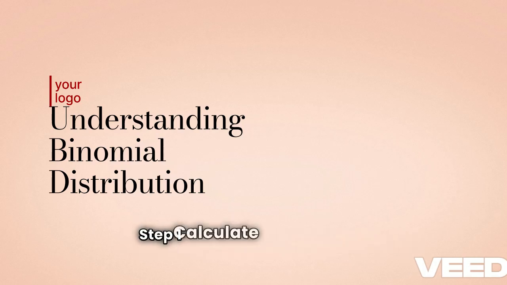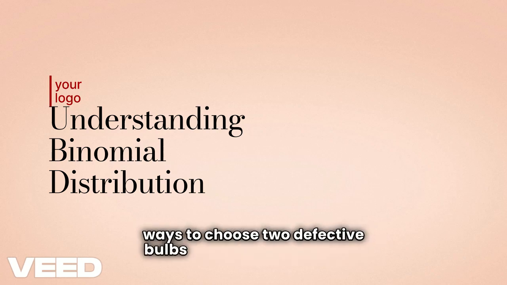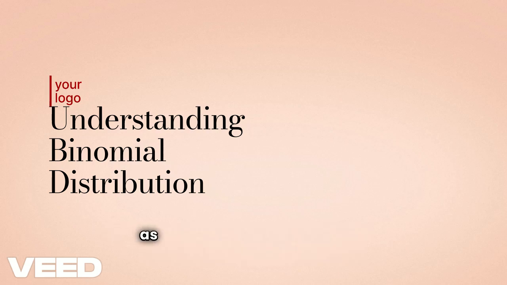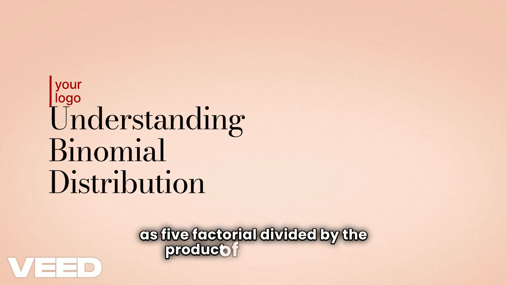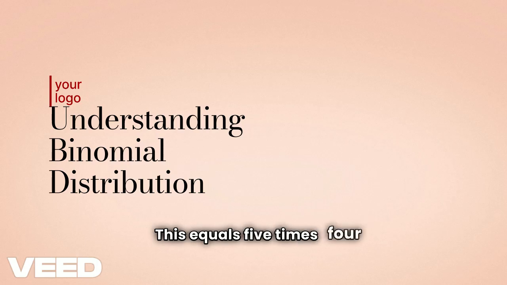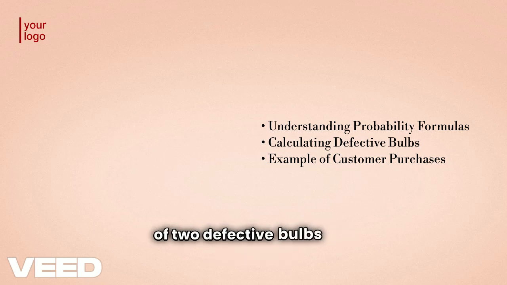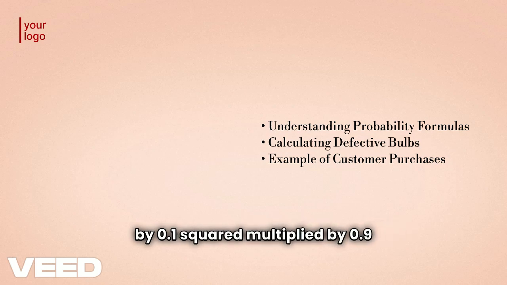Step 1. Calculate the number of combinations. The number of ways to choose 2 defective bulbs from 5 is calculated as 5 factorial divided by the product of 2 factorial and the factorial of 5 minus 2. This equals 5 times 4 divided by 2 times 1, which gives 10 combinations. Step 2. Use the formula. The probability of 2 defective bulbs is 10 multiplied by 0.1 squared multiplied by 0.9 cubed.